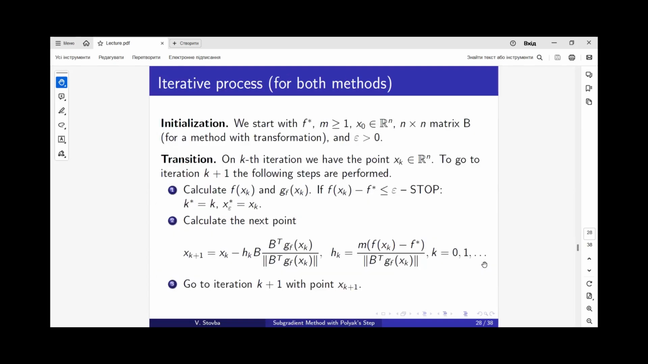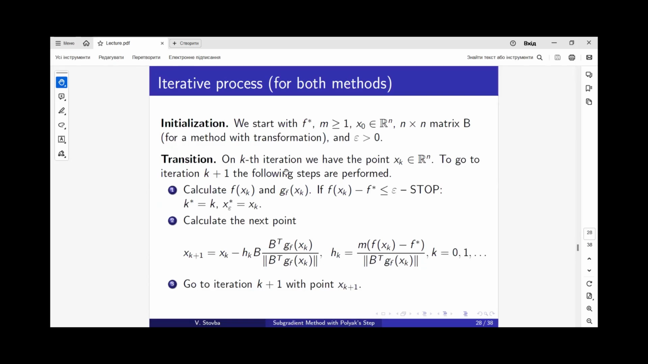Here you can see the iterative process for both methods. The only difference is that in the method with transformed space, we use the n times n matrix B. And all other things that we start with are f star, parameter m, x0, and epsilon, which is greater than 0, which is needed for accuracy.